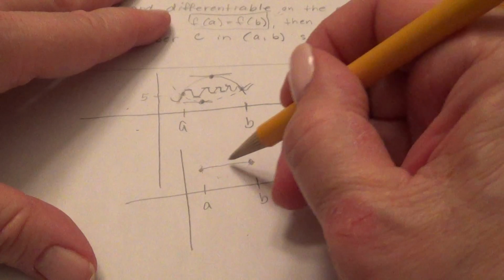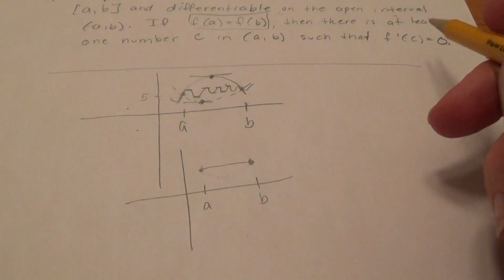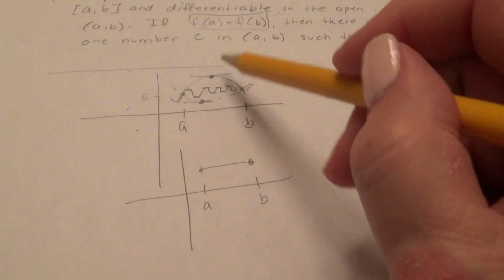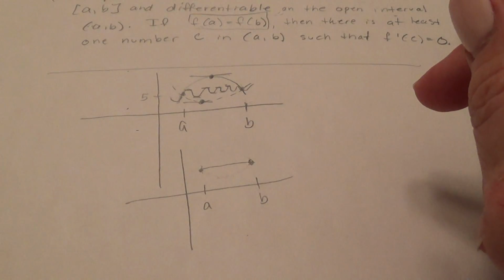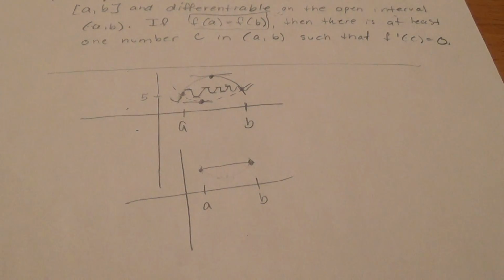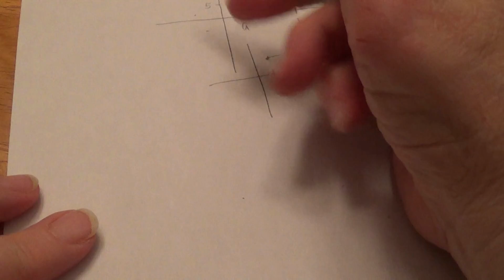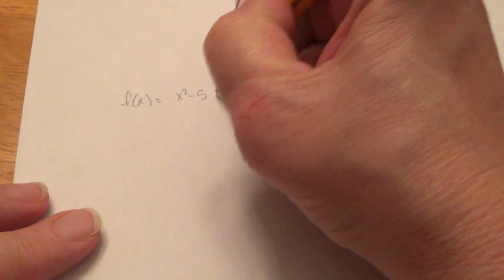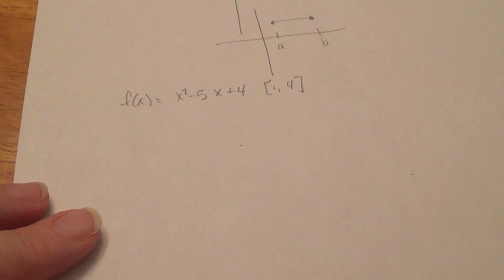But here the derivative is 0 everywhere, so there's an infinite number of places where the derivative equals 0. Rolle says there's at least one. All right, geometrically, this should make sense to you. So let's look at an example. Let's look at f of x equals x squared minus 5x plus 4 on the interval from 1 to 4.